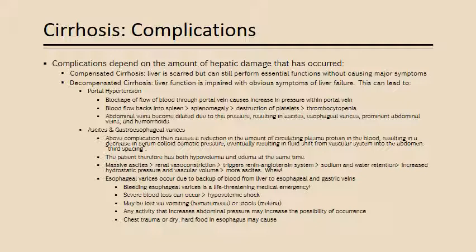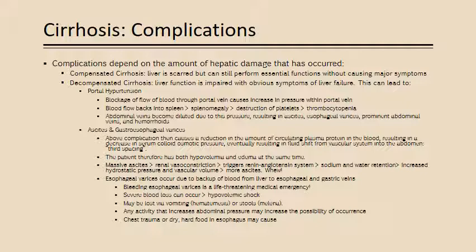The esophageal varices occur due again to that backup of blood from the liver to the esophageal and gastric veins. And bleeding esophageal varices is a life-threatening emergency. These patients can bleed out very, very quickly. Severe blood loss can occur, and then of course they go into hypovolemic shock. Blood may be lost via vomiting. You'll see hematemesis, or in the stools, which is the melena, that bloody stools.